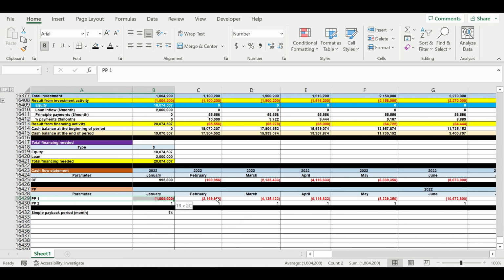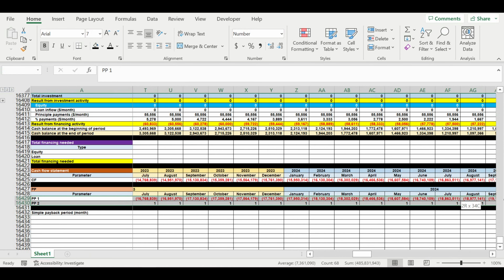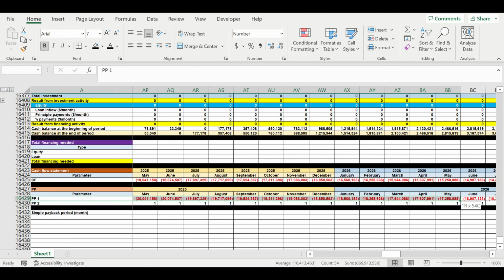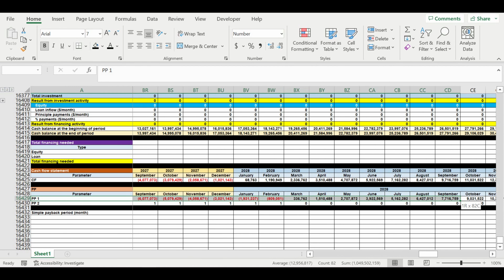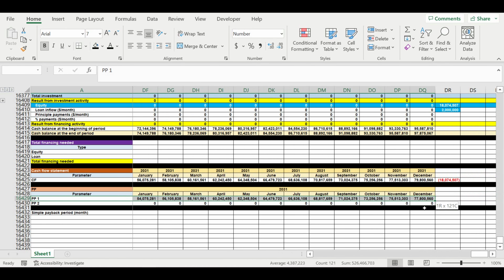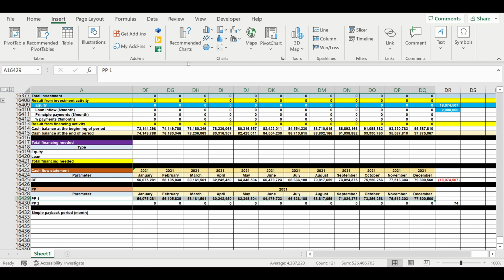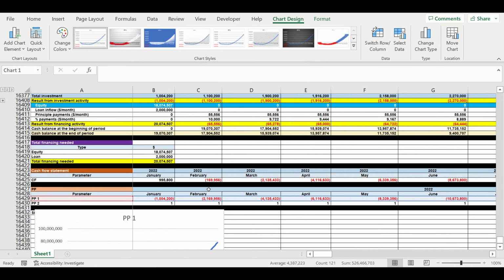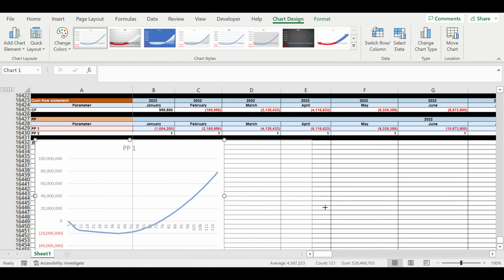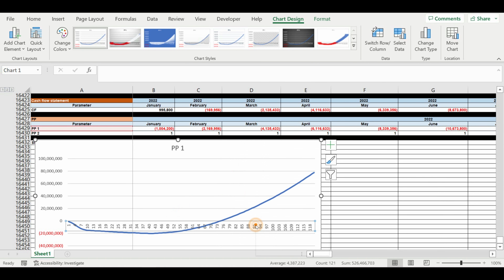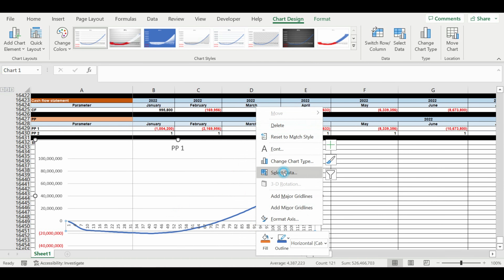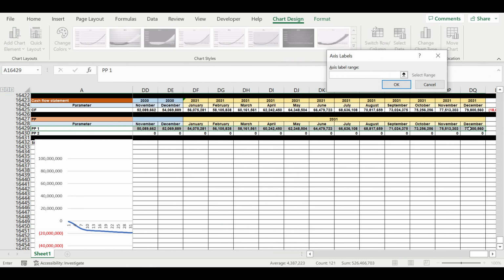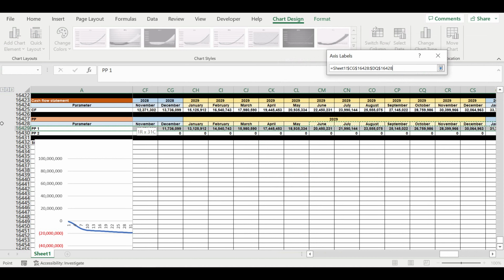Also, we can create a diagram. We will create the diagram. Let me just insert diagram. So this is the payback period diagram of our mobile application. So for the time axis, I will select data. I will select this area for time.